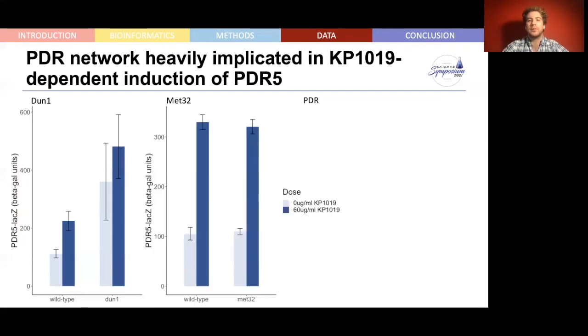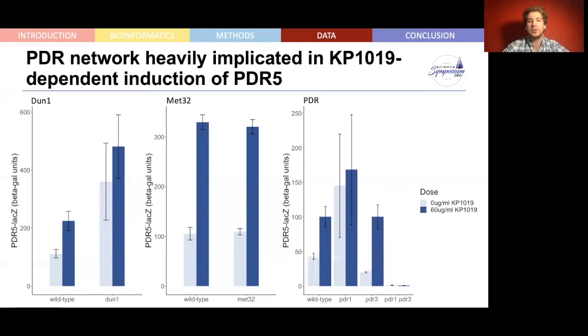Next, we tested MET32. This regulator is involved in sulfur amino acid metabolism, including that of cysteine. Cysteine is an important component of glutathione, a cellular antioxidant, which could work in opposition to KP1019's oxidative effect. Looking at the data, however, we can see how both strains are nearly identical and show similar induction in response to KP1019, indicating that MET32 is likely not involved in the regulation of PDR5 in response to this drug.